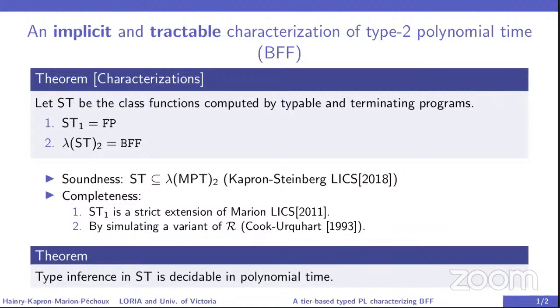And so our result is both sound, in that all BFF functions are in the class that we define, and complete, which means that if a function is computable in polynomial time, there is an algorithm that is typable. So it's not extensionally complete, just intensionally complete. There exists an algorithm that we will be able to type, but there will also exist algorithms that we won't be able to type. And one last thing is that the type inference is decidable in polynomial time.